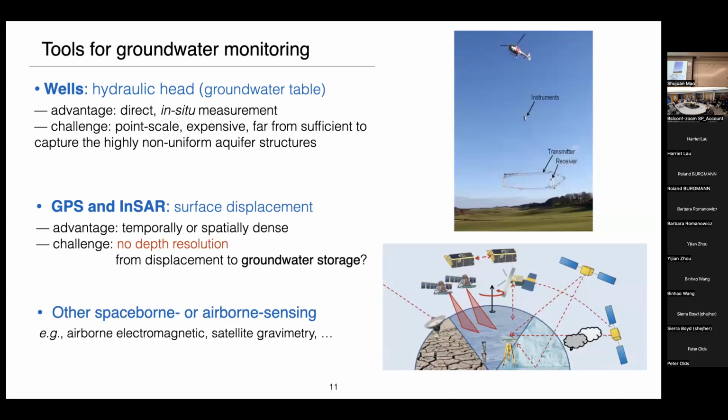So there are also some other space sensing or airborne sensing techniques. For example, the airborne electromagnetic surveys or the satellite gravimetry. But these methods suffer from similar limitations. So what I'm going to present today is a seismological observation. We hope to use that to bring new perspectives for aquifer monitoring.